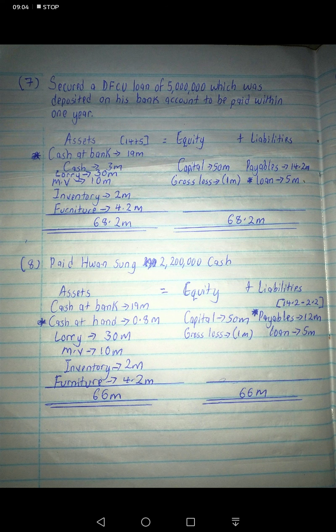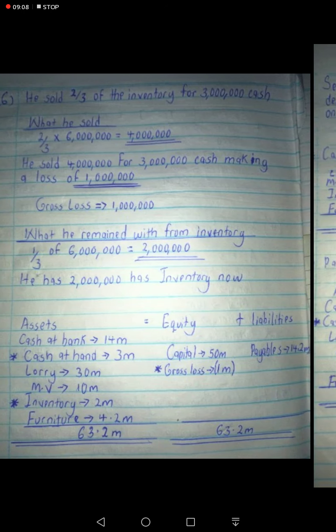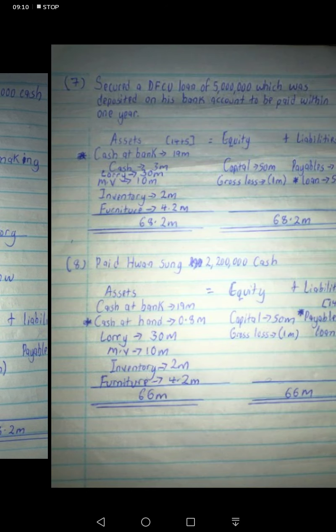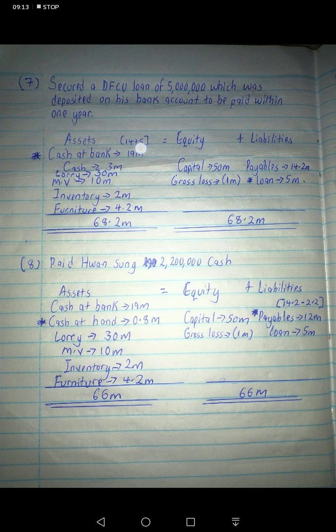Loan is a liability. So I'm going to say my cash from 14, remember I left it at 14M, I'm going to add there the loan, which is plus 5M, which is going to make cash at bank 19M. So the rest remain the same. Cash at hand remains 3M, lorry 30M, then motor vehicle 10M, inventory 2M, then furniture 4.2M, giving me a total of 68.2M. So we go on the equity side to see if it equates to that.